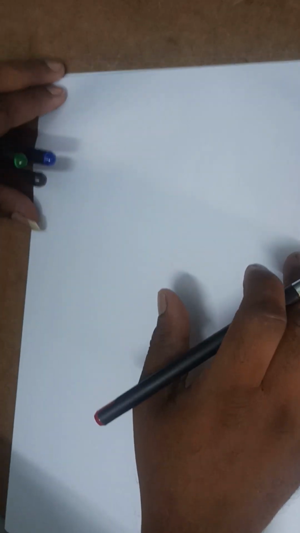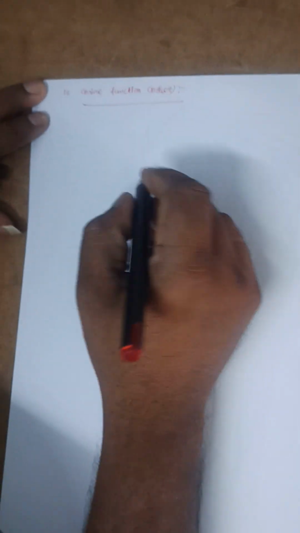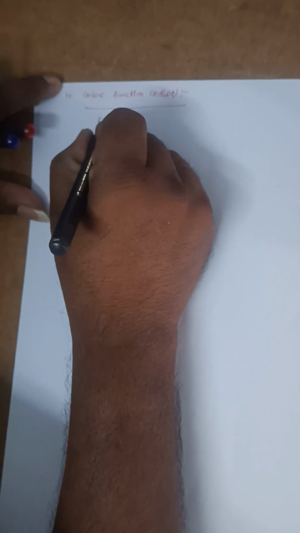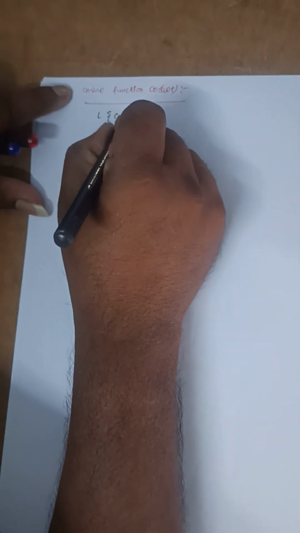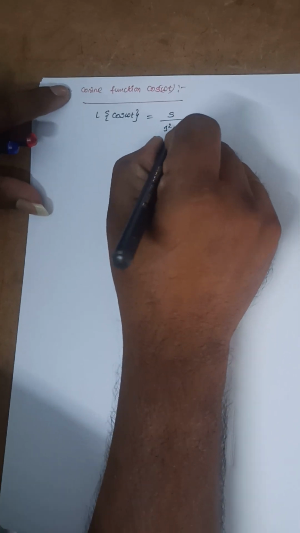Next thing here is Laplace transform for cosine function. The 10th one, cosine function, cos omega t. So the Laplace transform for this cos omega t is s divided by s square plus omega square.